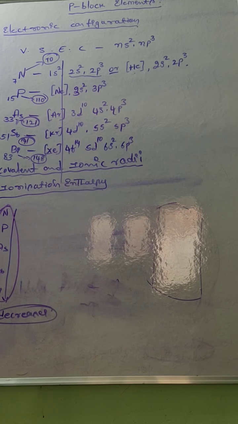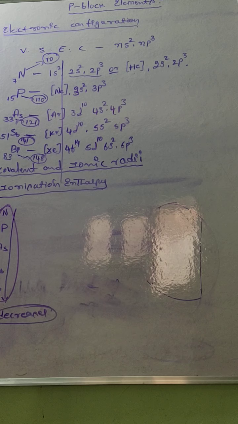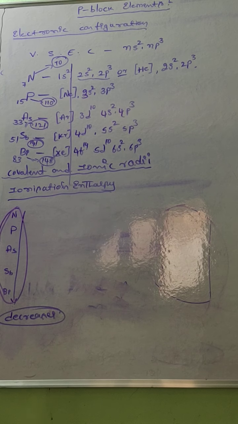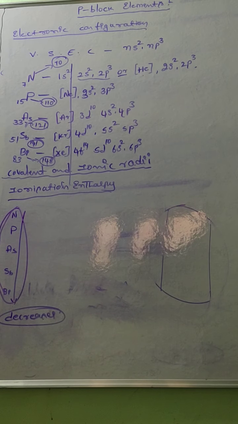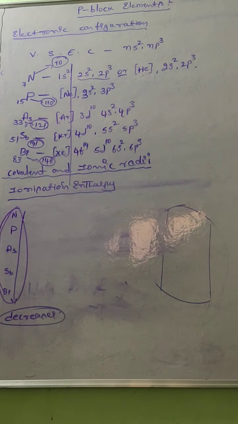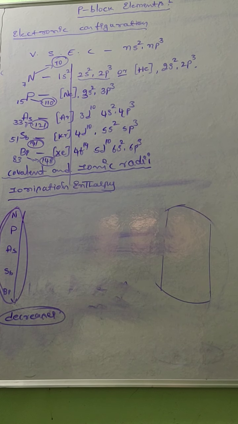Electronic configuration of these elements: we will consider nitrogen, phosphorus, arsenic, antimony, and one more, bismuth. What is the effect on the ionization enthalpy of these elements as we go down the group? The ionization enthalpy of these elements decreases down the group due to the increase in the size of an atom.